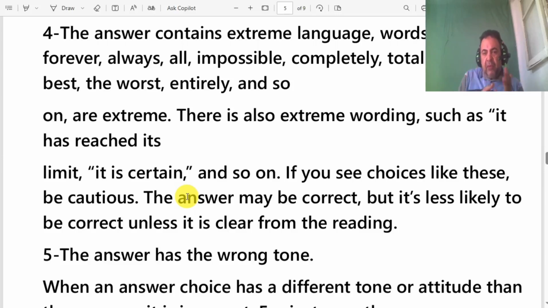If you have some modifiers and also some extreme words like those mentioned previously, this means that the answer may be correct. But at the same time, okay, it may be deceiving you because it's a tricky question or a tricky answer. It's less likely to be correct unless it is clear from the reading. So make sure that if all of these extreme words and modifiers, all 4 kinds of modifiers, are mentioned in one choice, you have to focus and check that they are correct, related to something in the passage.